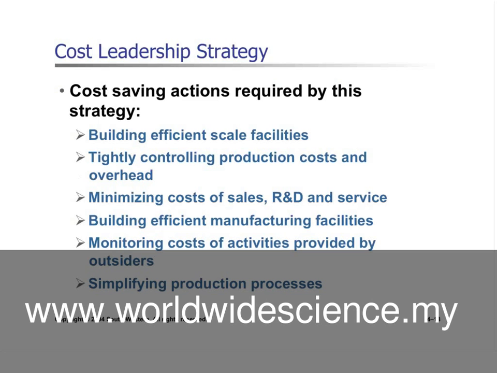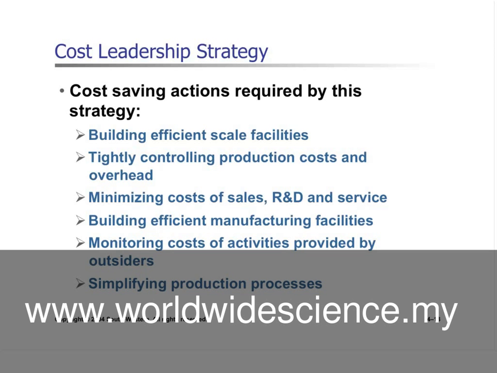As you can see, by building efficient scale facilities and controlling your costs or overhead, you will probably be able to minimize your costs. You minimize your costs for R&D. Companies that are cost leaders are not that much into spending a lot of money on research and development, and they try to minimize cost as much as possible. Building efficient manufacturing facilities: by efficient, we mean facilities that can do the job with the least repair, maintenance, or whatever is needed, without that much cost. So that's something we need to do.